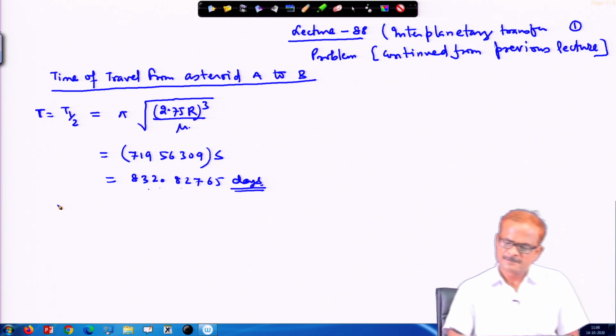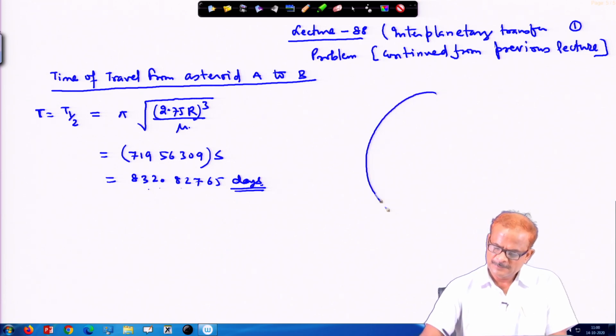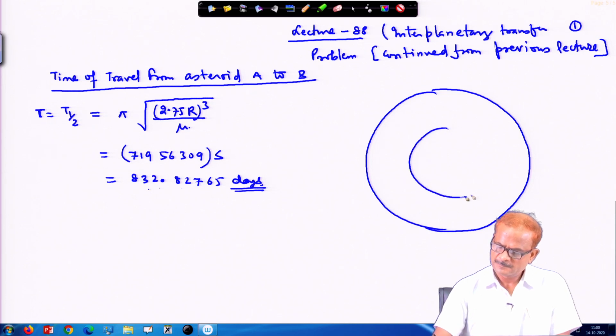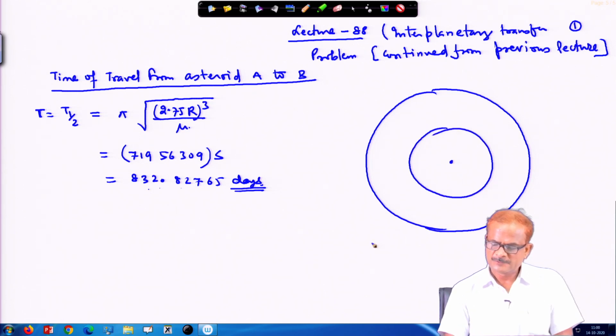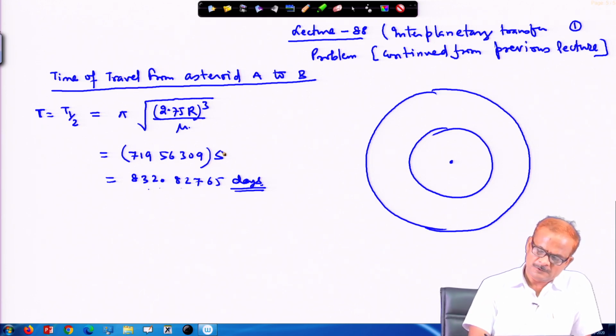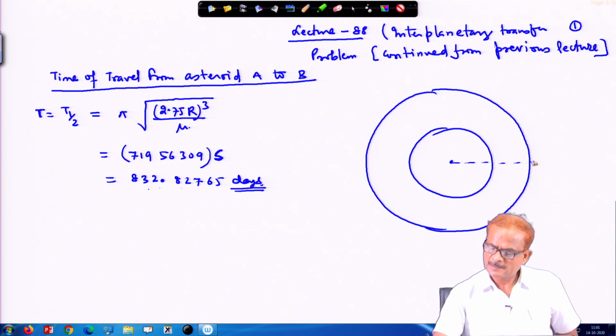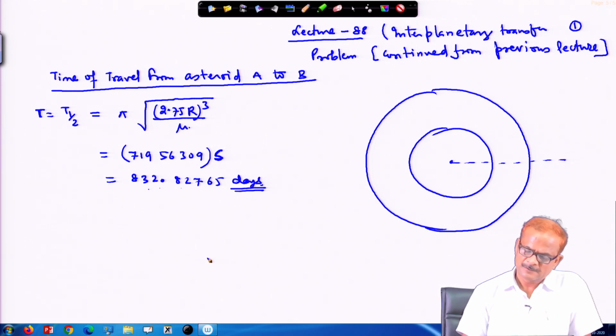Once we have done this, then he also plans the return journey. Okay. So, it is important to know what are the angles of these two asteroids with respect to each other.